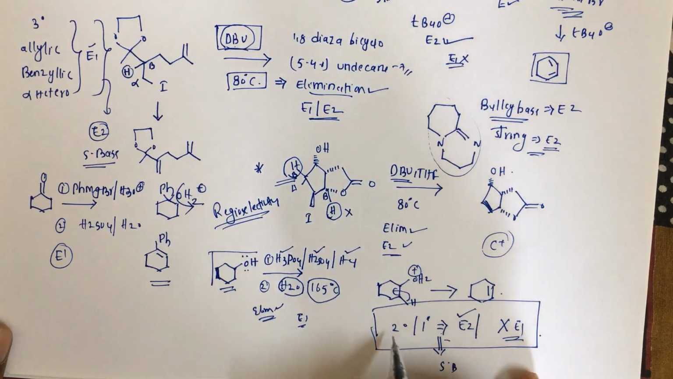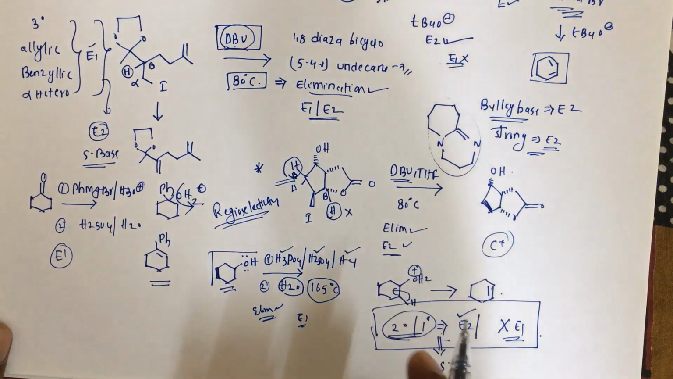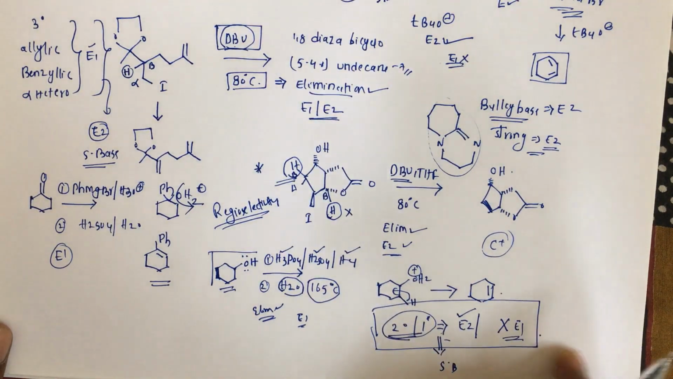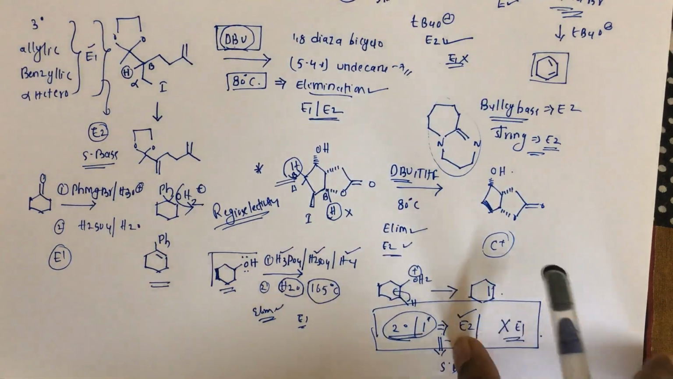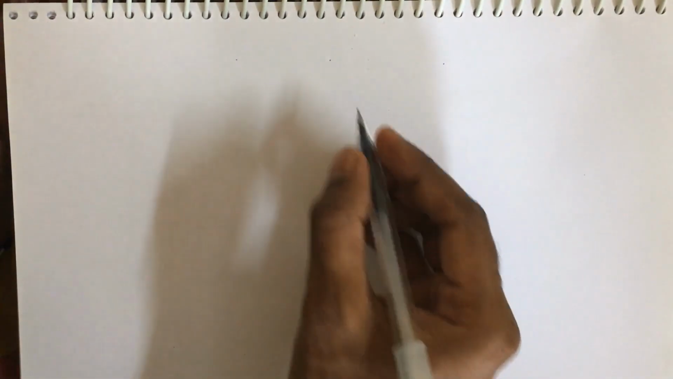For E1 elimination, the stability of the carbocation matters, but since these are not stable carbocations, they cannot undergo E1 elimination; they can only undergo E2 elimination. And here we have one last example.